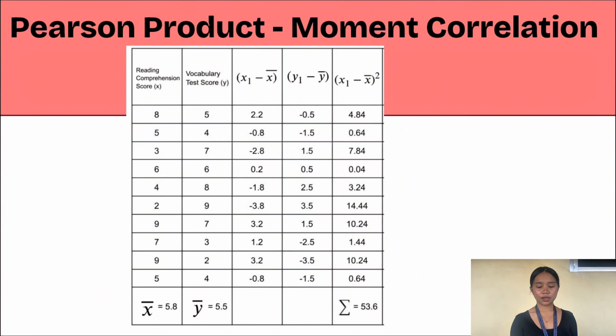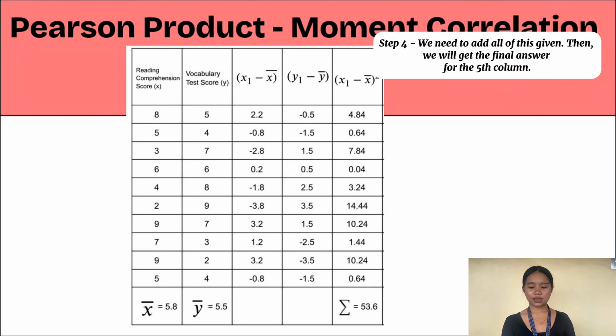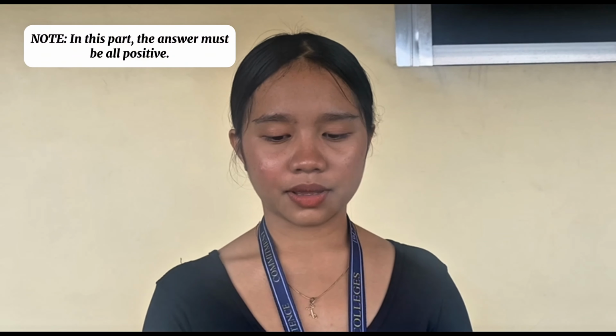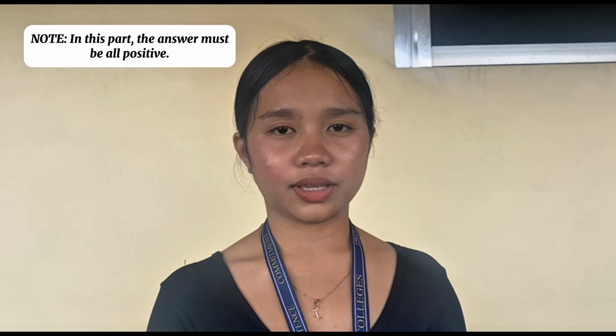Negative 3.8 squared is equal to 14.44. 3.2 squared is equal to 10.24. 1.2 squared is equal to 1.44. 3.2 squared is equal to 10.24. Negative 0.8 squared is equal to 0.64. So we need to add all of these and we will get the total answer, which is 53.6. Note that in this part, the answer must be all positive even if the given is negative, because we need to square it.